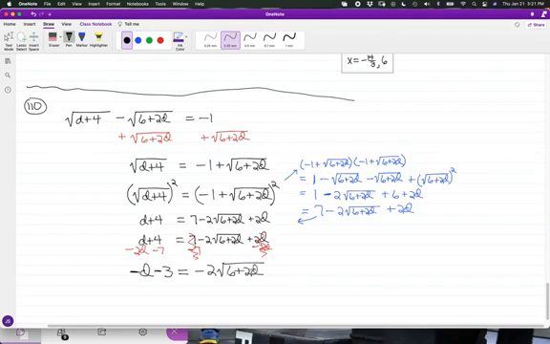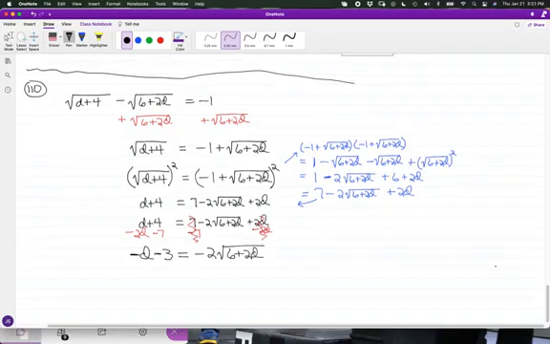And what we can do here is, if you notice, all these terms are negative, so I'm just going to multiply this whole equation by negative 1. So just changing signs, that is multiplying or dividing by negative 1. So D plus 3 is equal to 2 times the square root of 6 plus 2D.